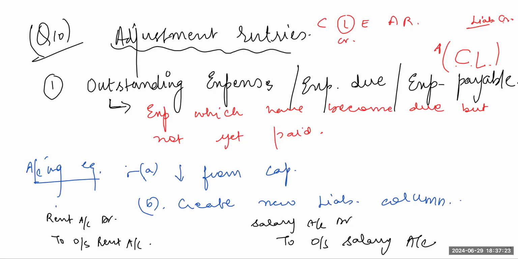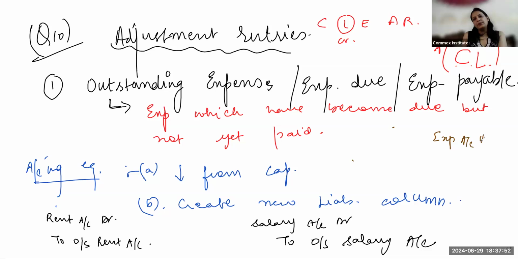Correct, Ananya. Correct answer for accounting equation. Okay. So outstanding expense is the expense which has become due. We should have paid it, but we've not paid it. So as far as accounting equation is concerned, decrease from capital because it is an expense and create a new liability column. And the entry would be expense account debit to outstanding expense. In general, if not a particular expense, my journal entry is expense account debit to outstanding expense account, whatever the name of that expense is. Clear, Isha? Okay, moving on to the next thing.